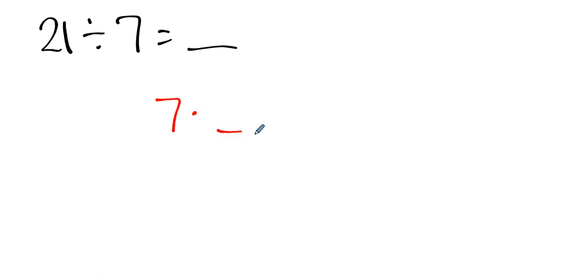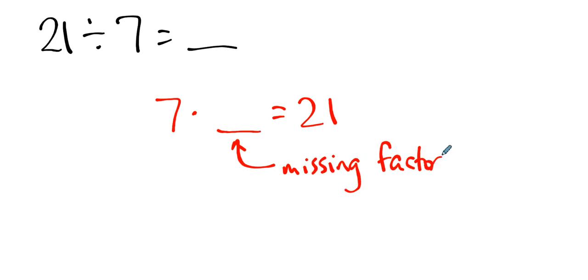One other way to look at this. 21 divided by 7 is something. So division may be hard, but multiplication may not be. 7 times something is 21. What we're looking for is the missing factor. 7 times something is 21. What is that something? Well, that something is 3, so 21 divided by 7 is 3.